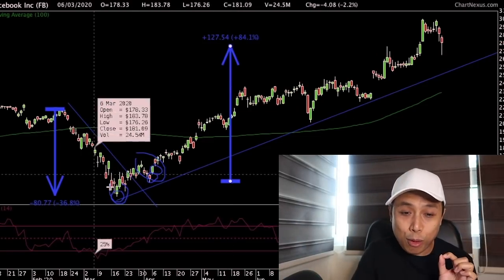Not because I bought it at the bottom, but because I bought it at the reversal. So that's what I want to share to all of you. Spot stocks that are in downtrends. While they are in downtrends, you're not supposed to do anything. You're supposed to be in cash. You're supposed to exercise discipline.